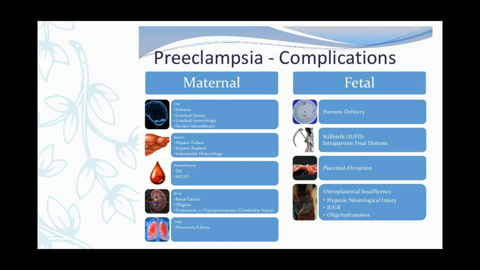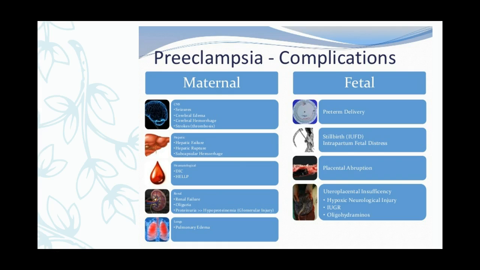You might see issues with the kidneys, renal failure, oliguria, or you're going to see proteinuria or hypoproteinemia, which indicates a glomerular injury. And in the lungs, we may see pulmonary edema, which is a bad thing because that affects oxygenation, right? So what about for the baby? Well, sometimes these babies are delivered prematurely. Sometimes they actually die in utero, so we might see a stillbirth or an intrauterine fetal demise.